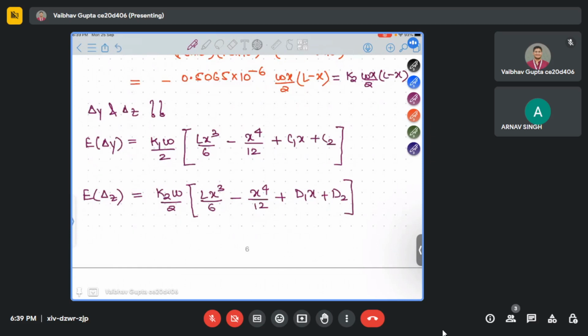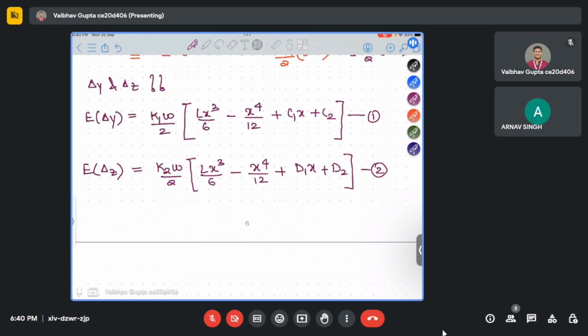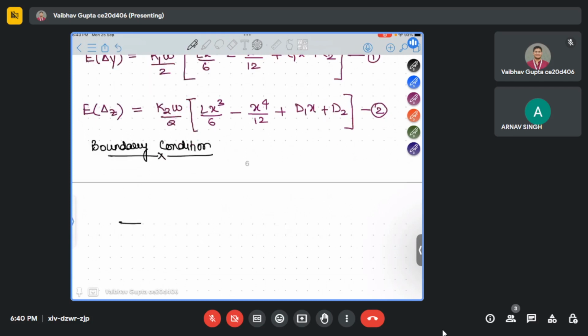Now we have two unknowns, so we need two equations for each one of them. Suppose we have a simply supported beam. What are the boundary conditions we get? This is our simply supported beam, and a UDL is acting on it.